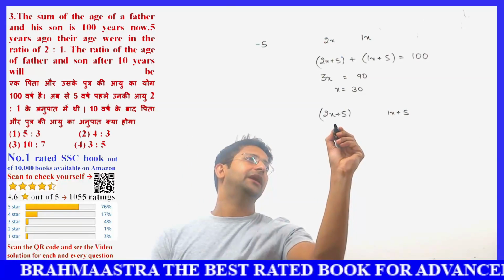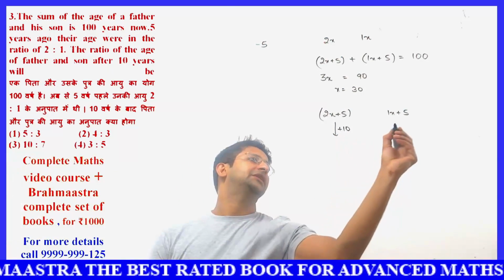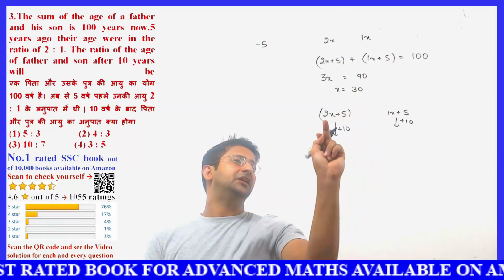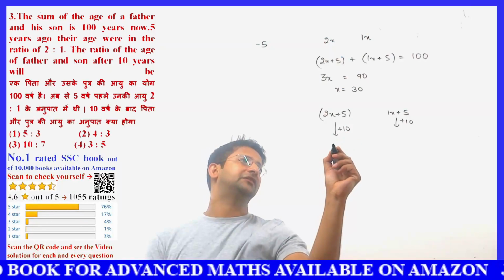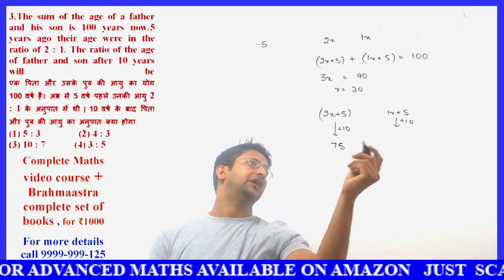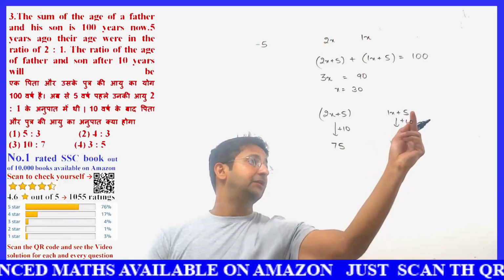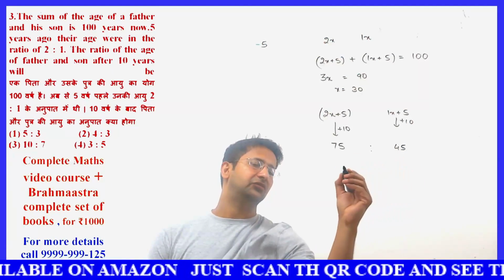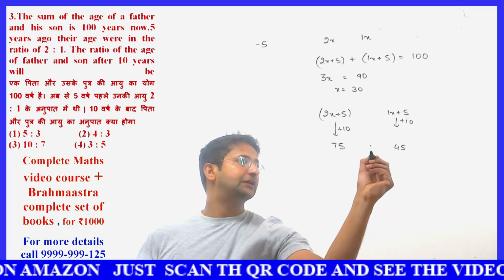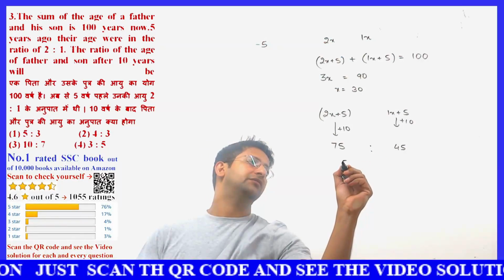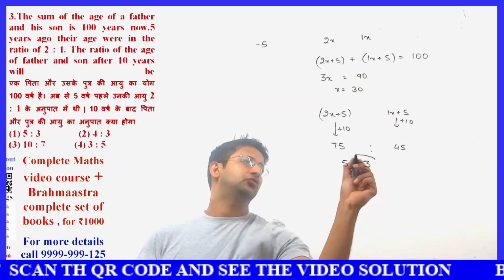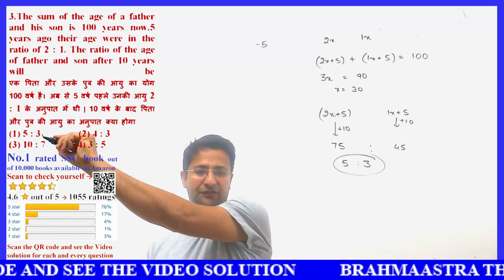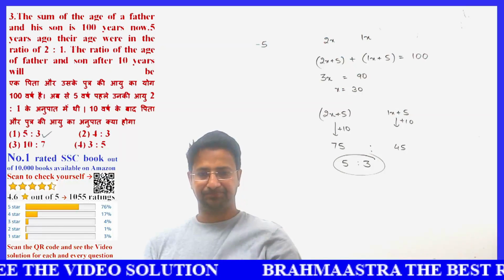After 10 years, it will be plus 10. X is 30. So 60 plus 5 plus 10 is 75, and 30 plus 5 plus 10 is 45. So this ratio will be 75 is to 45. If you cancel it by 15, you will get 5 is to 3. This will be your answer. Option number 1 is the answer. Okay, dear students, clear to all?